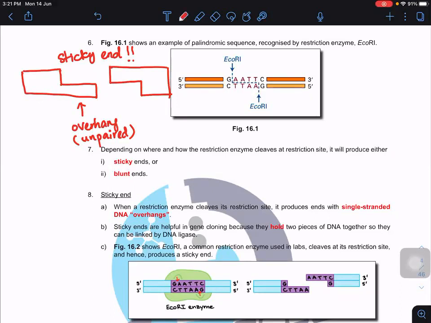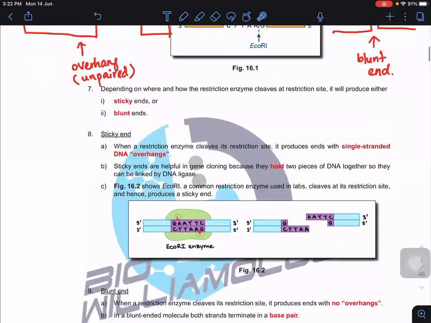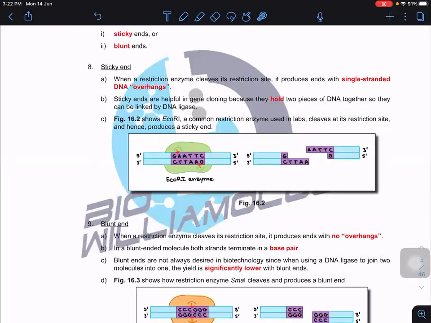Another kind of restriction enzyme, when they cut it, they cut it straight. So they produce what we call no overhang. This kind of end we call a blunt end. Not a sticky end, but a blunt end. Later I will show you a list of examples of some of these restriction enzymes. So you can see that depending on where and how the restriction enzyme cleaves, it can produce sticky ends or blunt ends. What is meant by sticky ends? They produce what we call a single-stranded DNA overhang. In this case, we cut it between G and A. What we're going to have here is the sticky end.